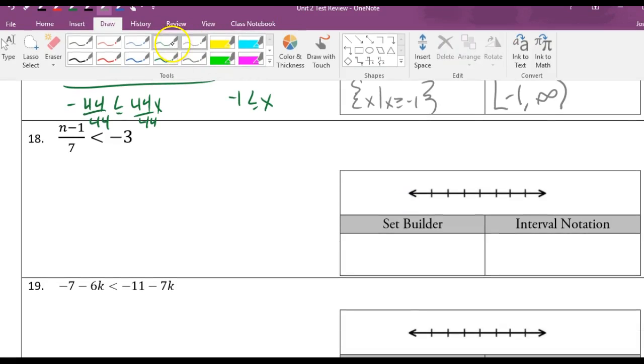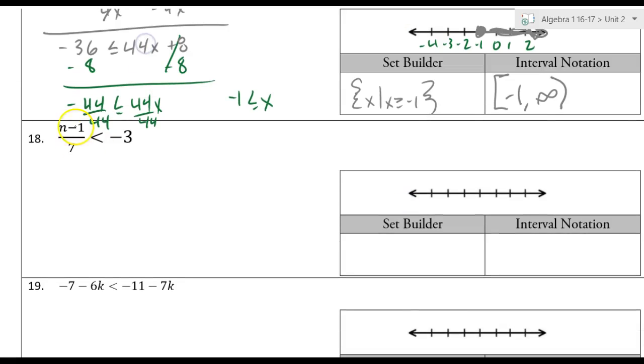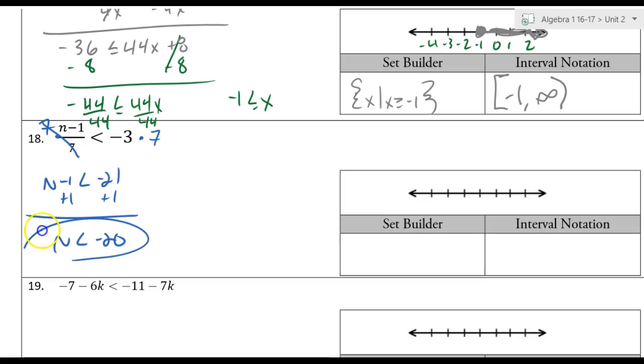18, okay? For 18, we want to make sure that we get the variable by itself. So I'm currently being divided by 7, so I'm going to multiply by 7. This will cancel. n minus 1 is less than negative 21. Add the 1. n is less than negative 20. So this is already done for it. This is our solving part.